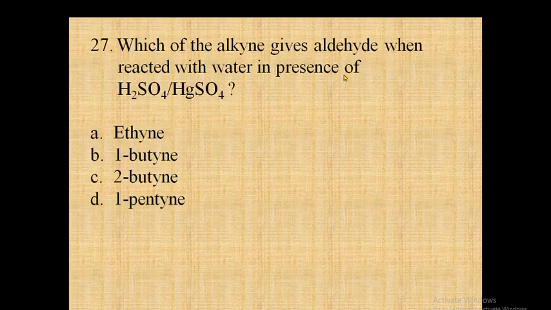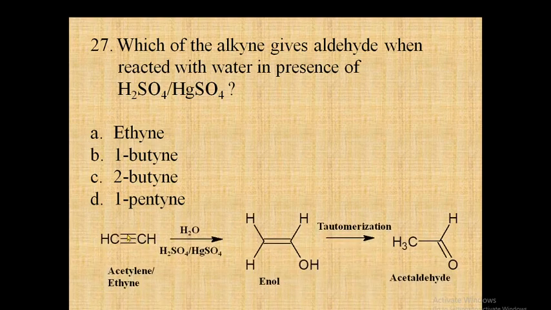Which of the following alkynes gives an aldehyde when reacted with water in presence of HgSO4 and H2SO4? Whether it is ethyne, 1-butyne, 2-butyne, or 1-pentyne. Here it is only one alkyne which will give you acetaldehyde. Any other alkyne, if it undergoes the hydration reaction in presence of H2SO4 and HgSO4, will give you a ketone. Only acetylene or ethyne will give you the aldehydic compound. At first there is formation of an enol which undergoes tautomerization to form acetaldehyde. So option A is the correct answer.